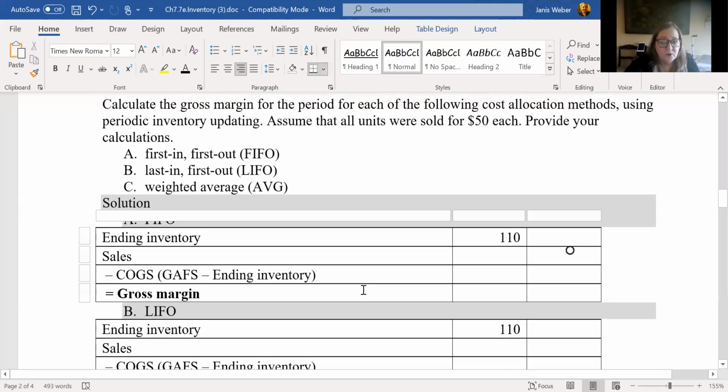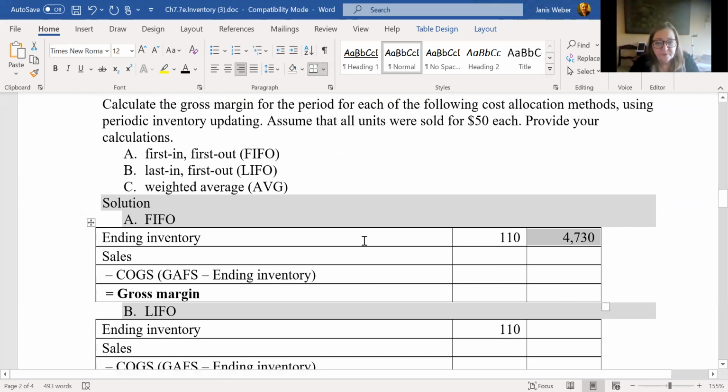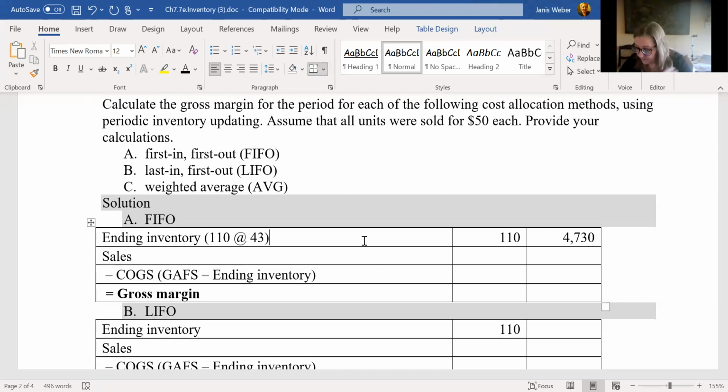So that's what this is going to do. We're going to multiply 110 times 43. And that's how we're going to get this. 110 at 43. Right? Okay.